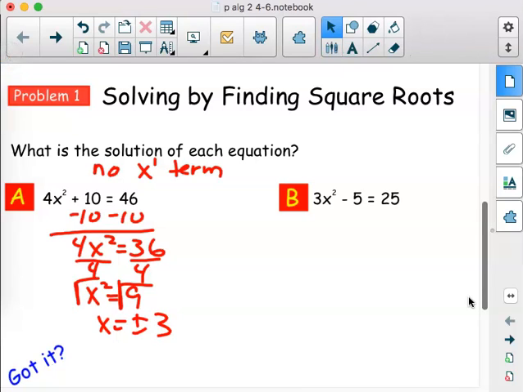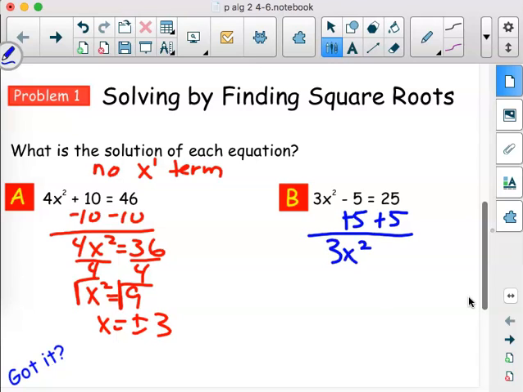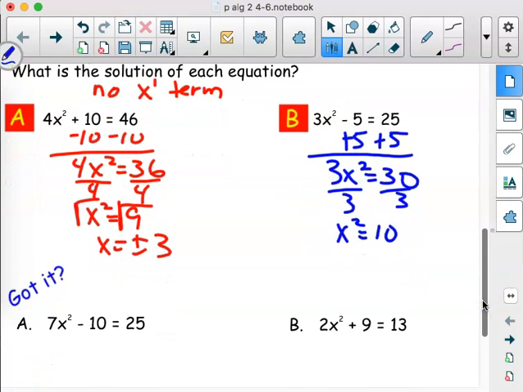So I want you to look at B. And I'd like somebody to unmute, please, and tell me what step 1 would be for B. Exactly. What is step 2? Divide both sides by 3. And the last step? Take the square root of both sides. So x equals plus or minus.